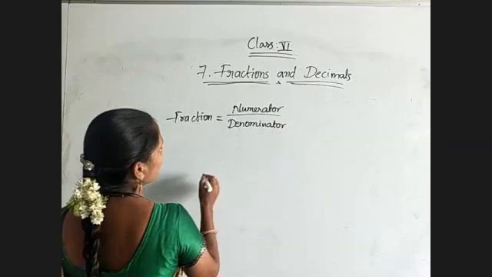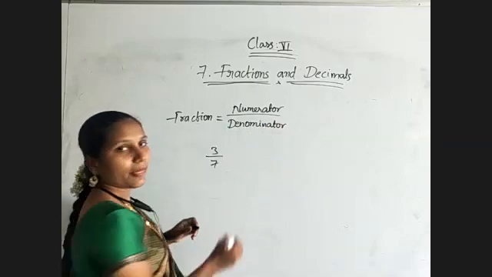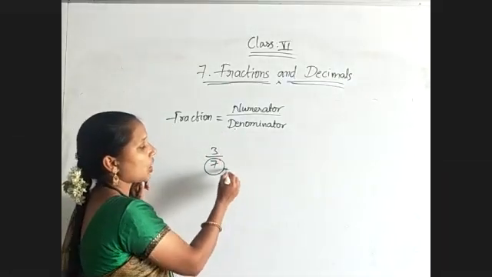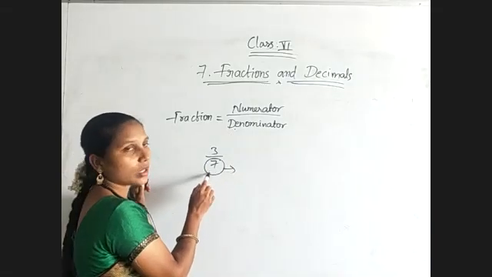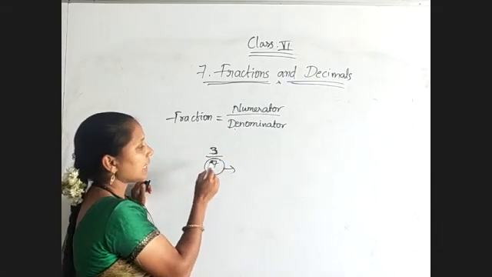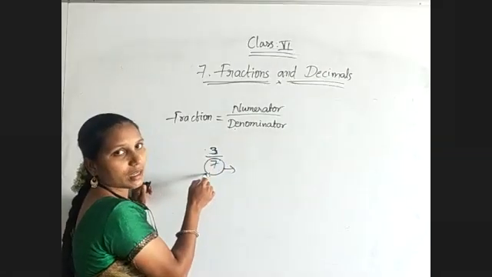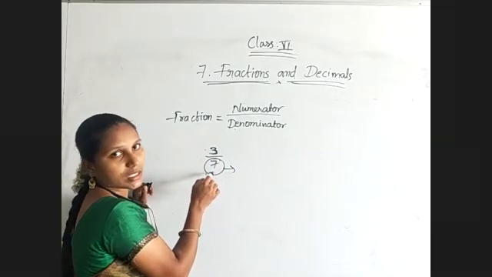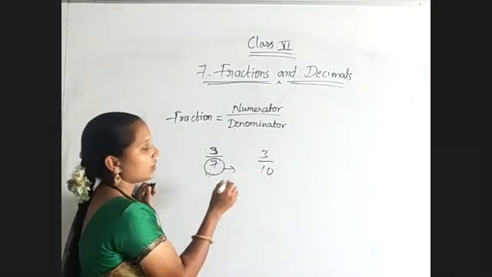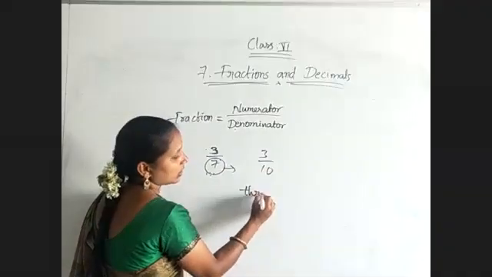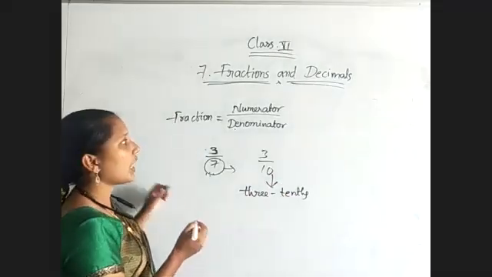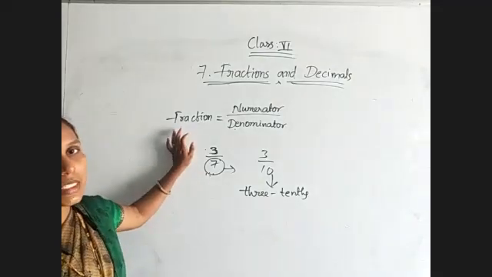And here, suppose I have 3 by 7. That means out of 7 total equal parts, the denominator indicates all the equal parts. So the total number of equal parts is 7. Out of 7, only 3 parts are selected, and it will be read as 3 by 7, otherwise 3/7. Okay. So suppose I have written 3 by 10, 3/10, like that. 3/10 in words. Okay, and just remember, a fraction is nothing but some part.